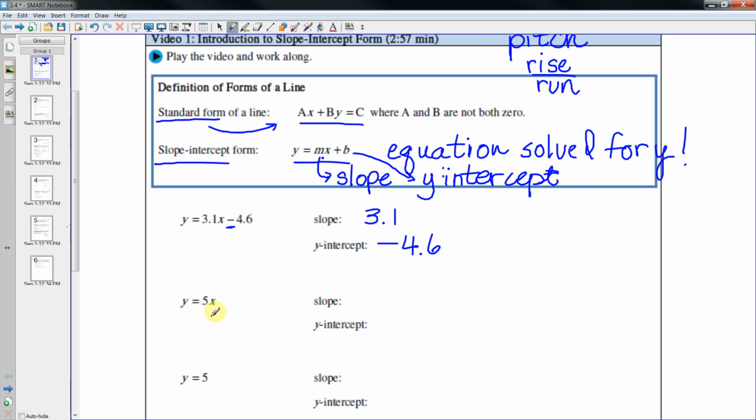In this one, I've got it solved for y. The number in front of the x is 5, so that means my slope is 5. And my y-intercept, I do not have a constant number out here, so my y-intercept would be 0. Now, let me talk about writing these y-intercepts as ordered pairs. I really should have written this as 0, negative 4.6. Sometimes you can just answer negative 4.6 and the computer will take it. Sometimes it wants an ordered pair. So in this one, if it's a y-intercept of 0, then that means it's 0, 0, or the origin.